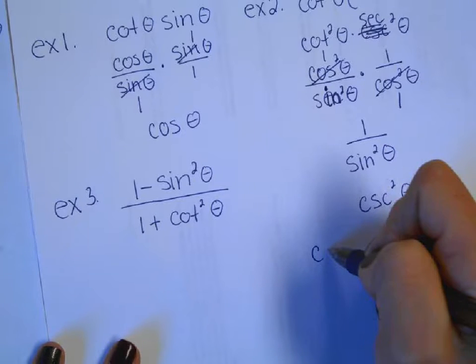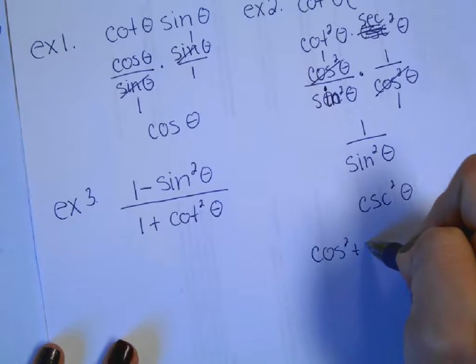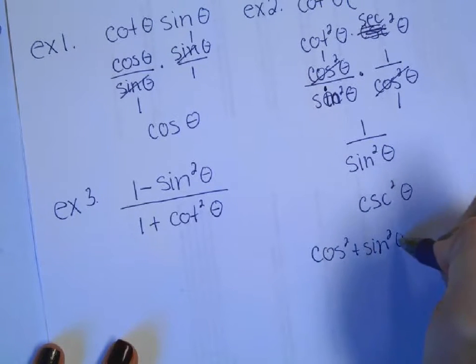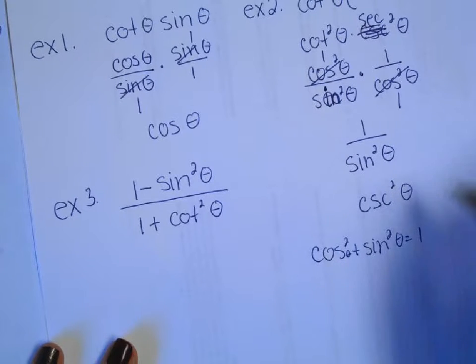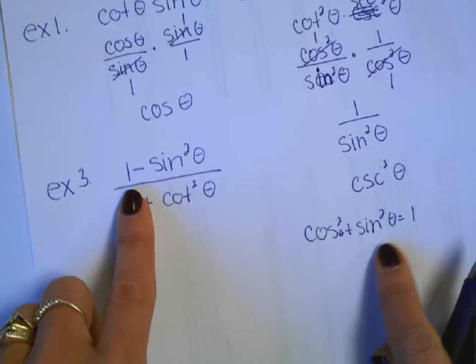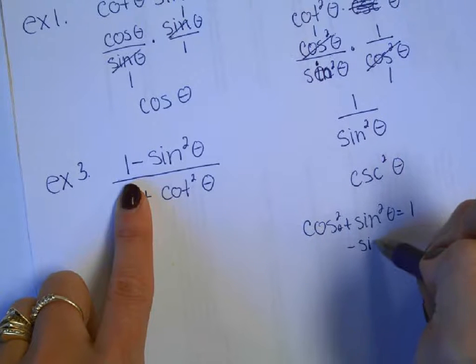Okay. So what we're going to use, cosine squared plus sine squared, oops, forgot my little theta, equals 1. I want this to say 1 minus sine squared, so I'm going to subtract sine squared on both sides.